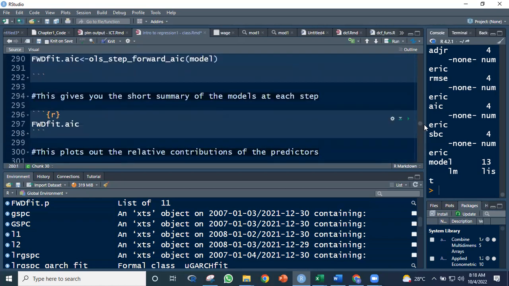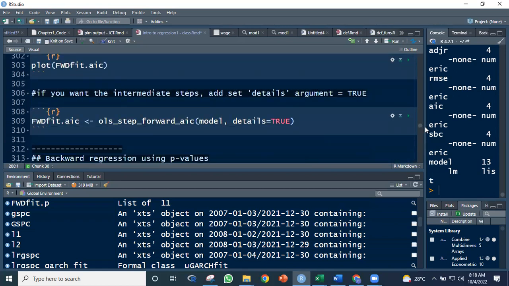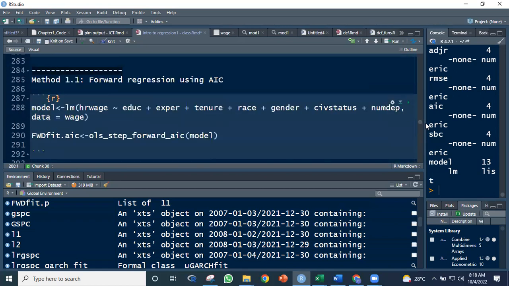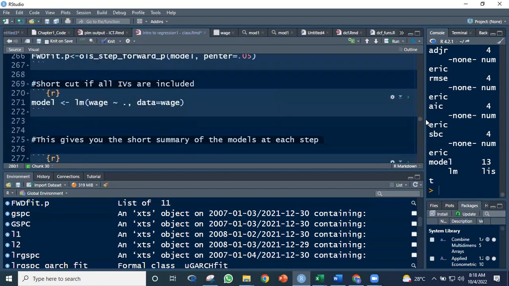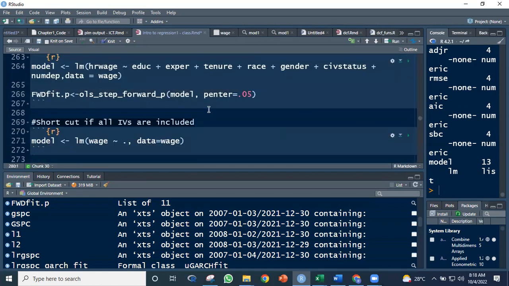Here, this is our basis. This is the function OLS step forward underscore p method. The other one is OLS step forward underscore AIC. And this is our basis: a variable will only be included if the p-value that results is less than 0.05.